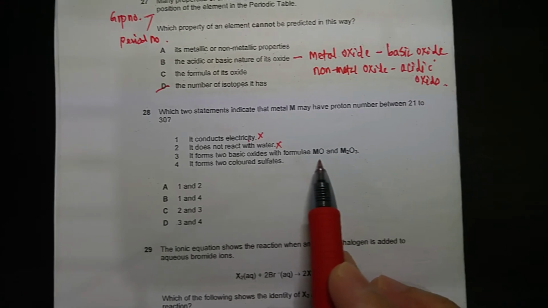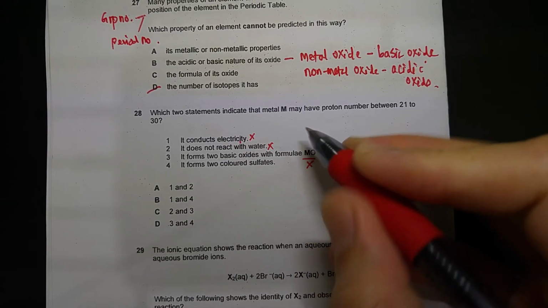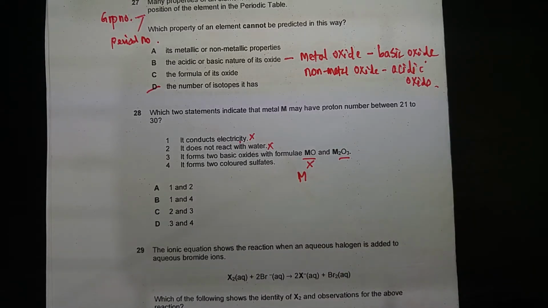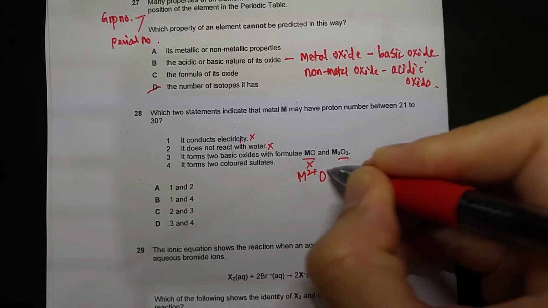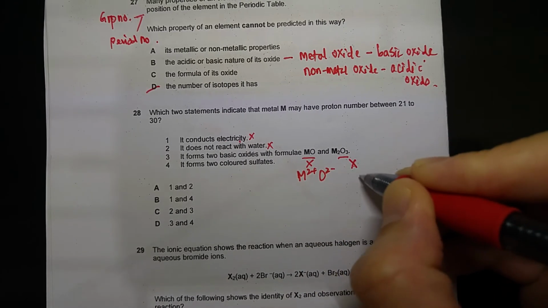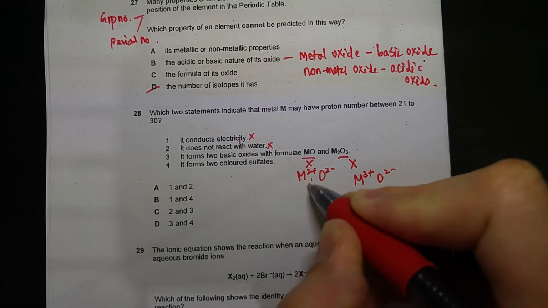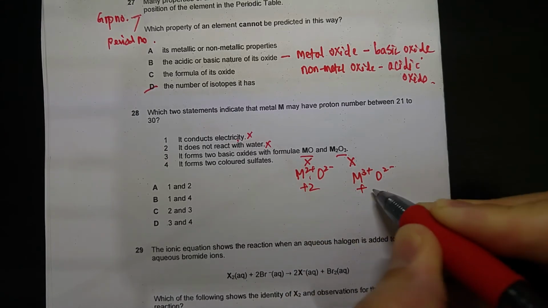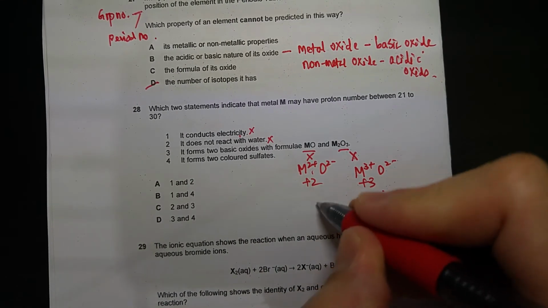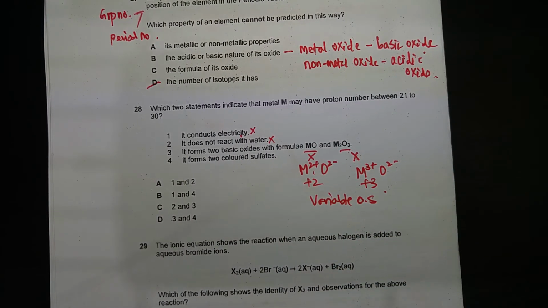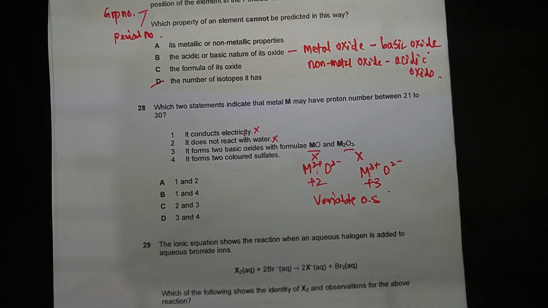Forms two basic oxides. So what does it mean? It means if you work it out, this MO consists of M2+ and O2-. This one consists of M3+ and O2-. See? What is the oxidation state of the M in MO? Plus 2. Oxidation state plus 3. So this one is variable oxidation state, which is one of the properties of the transition metal. All transition metals have variable oxidation states.